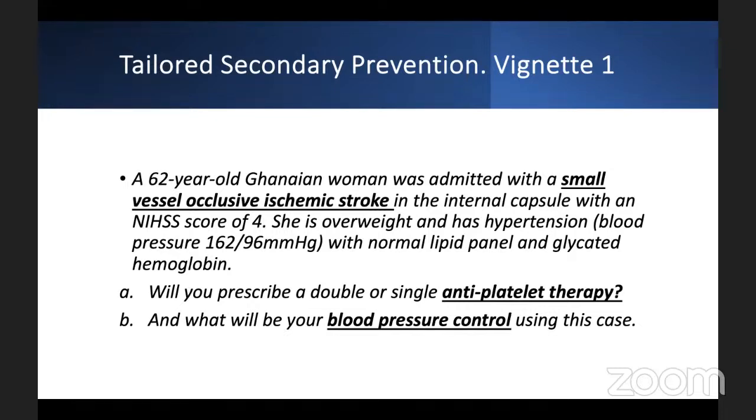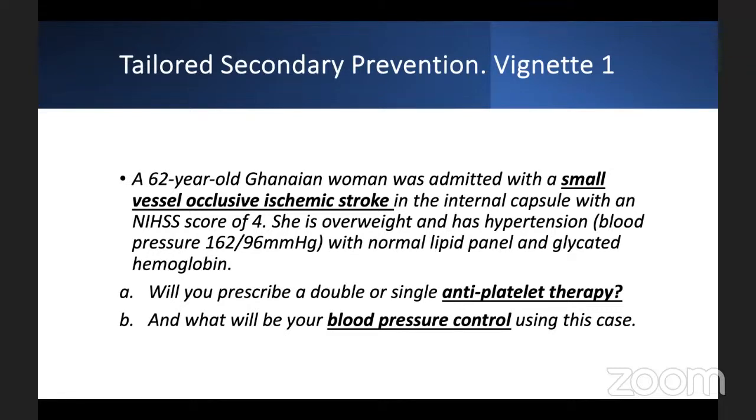All right. So this 62-year-old Ghanaian woman was admitted with a small vessel occlusive ischemic stroke. So this is a lacunar stroke, a very small internal capsule infarct. She's overweight, she's hypertensive, blood pressure is 162/96. She has a normal lipid profile, and glycated hemoglobin was also normal. So my question to you, if you saw such a patient, would you prescribe just aspirin, which is a single antiplatelet, or will you prescribe a dual antiplatelet, aspirin and clopidogrel?